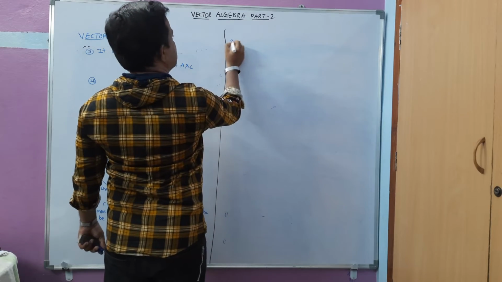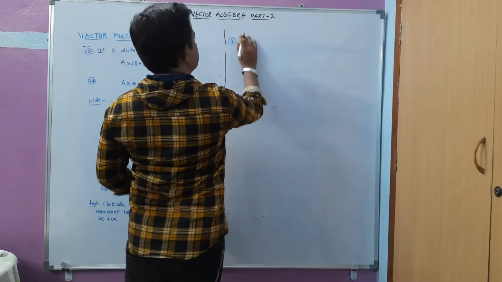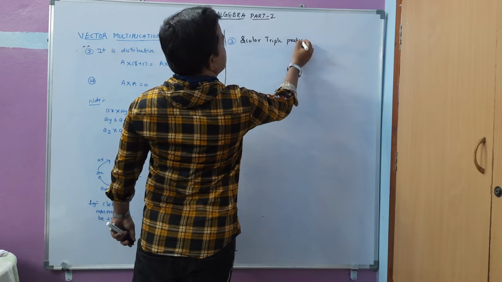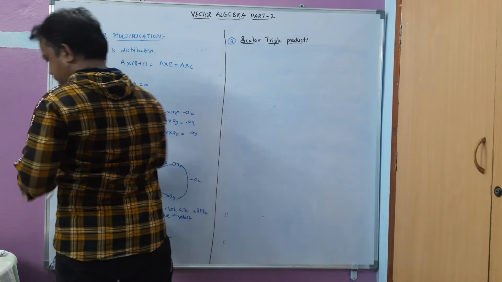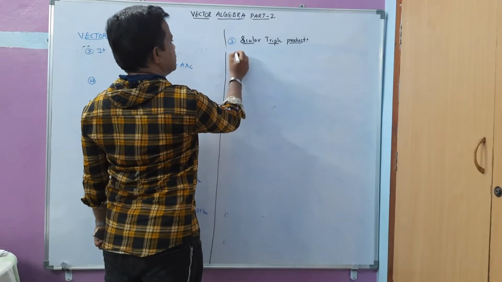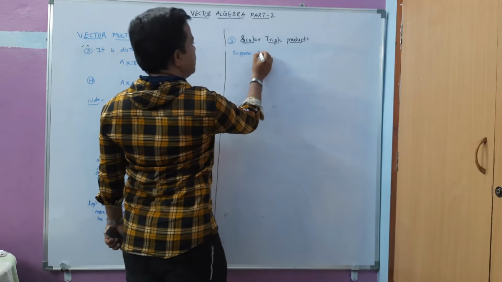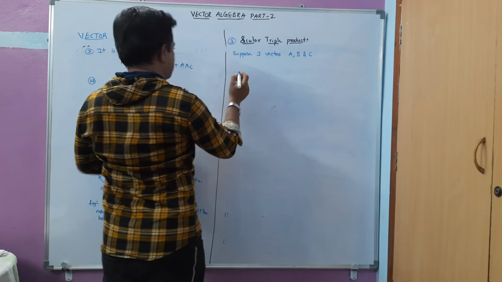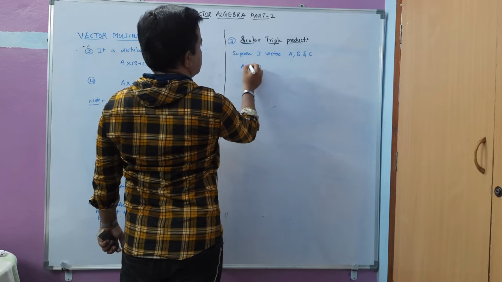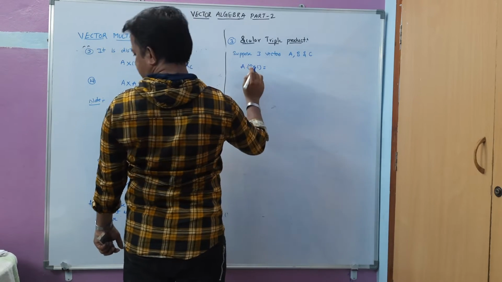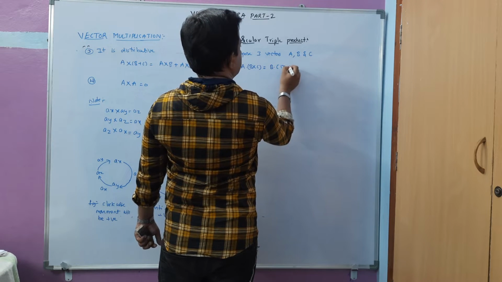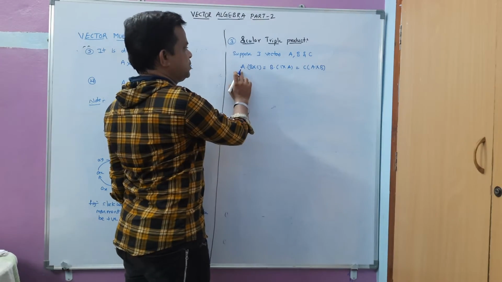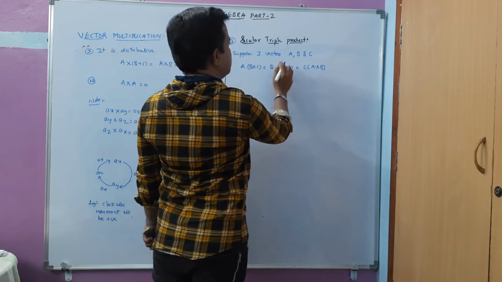So here, scalar triple product. Suppose I have three vectors A, B and C. The scalar triple product is given as A dot B cross C is equal to B dot C cross A, which is equal to C dot A cross B. So you need to remember this: first A, B, C, next B cross C, C cross A and A cross B.